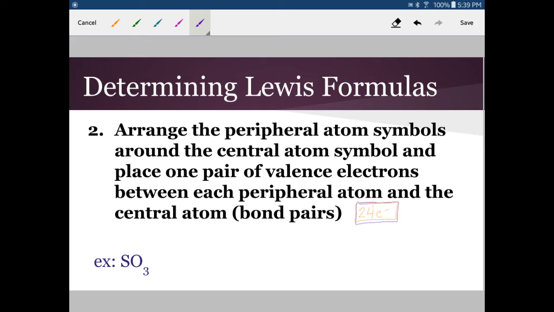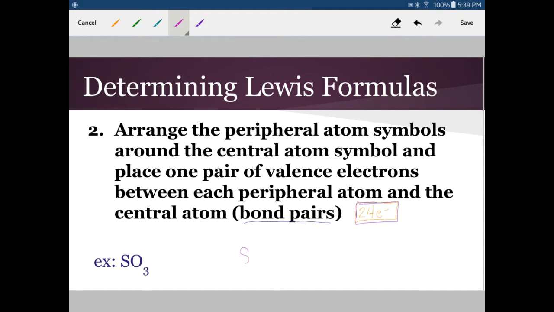valence electrons between each peripheral atom and the central atom to form what we call bond pairs. Now this is a little bit weird and a little bit tricky. In terms of the wording, it's tricky, but really it's a simple concept.